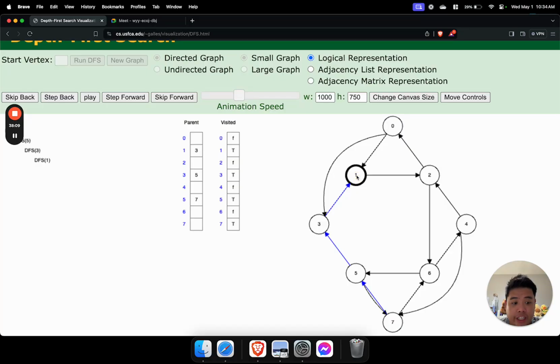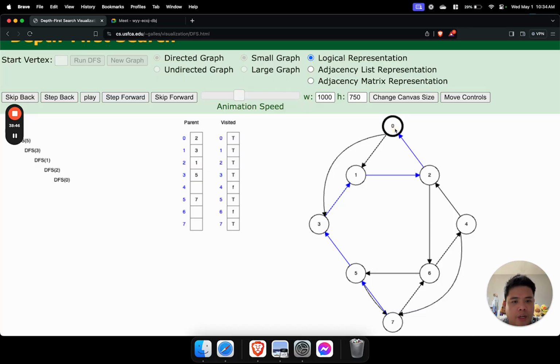1, look for adjacent vertices. 0 is not adjacent because 1 can't go to 0, but 2 can. So I'm going to go to 2. Is 2 visited? No, it's not. So I'll go to 2 and set it to visited. I'm now at 2. 2 is adjacent to 0 and 6. So we'll go for the smaller one, 0. Is 0 already visited? No, it's not. So I'm going to go to 0 and I'm going to set it to visited.